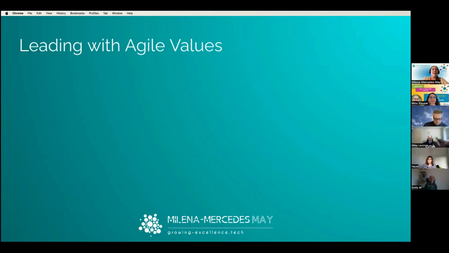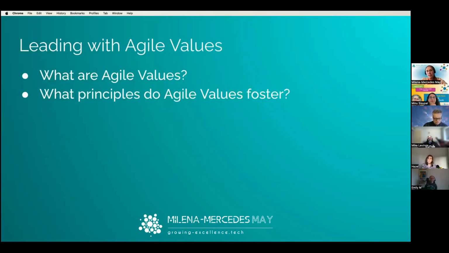Yeah, and closing that, I now would just sum up what we did here. We talked about what Agile values are. We talked about what principles Agile values foster. So what principles can you strengthen when you want to strengthen an Agile value? And also how to lead with Agile values, how to ask better questions.